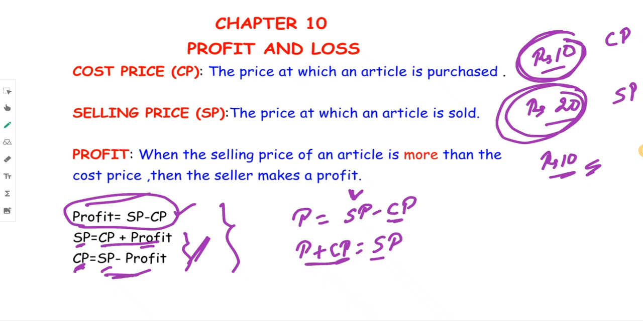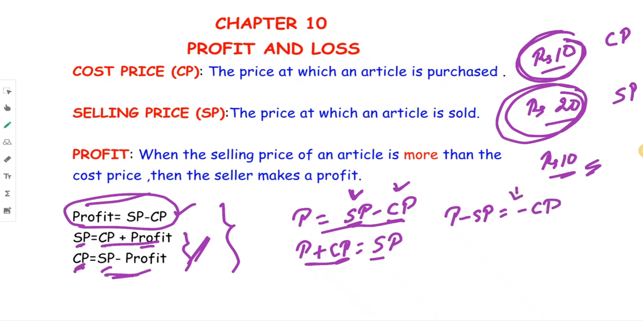Same thing again. Sometimes they will ask us to find the cost price. So how do you find it? Once again, profit equals SP minus CP. They're asking us to find the cost price now. So what will we do? We'll send this SP to the other side, which means I'll have profit minus SP equals minus CP.